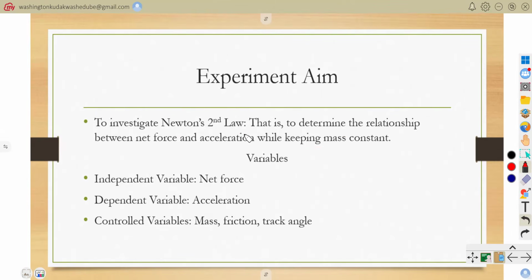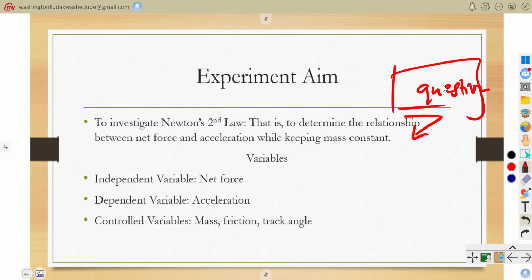So within that experiment setup, you would now be asked, what is the aim of this experiment? The overall aim of the experiment would be to determine the relationship between the net force and the acceleration, while keeping the mass constant. And this is where your investigative question would come from. At some point in time, they would say to determine an investigative question that you can come up with from this experiment.